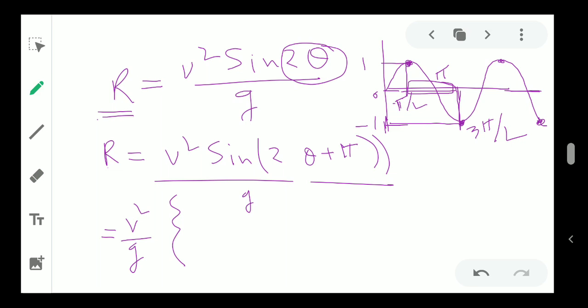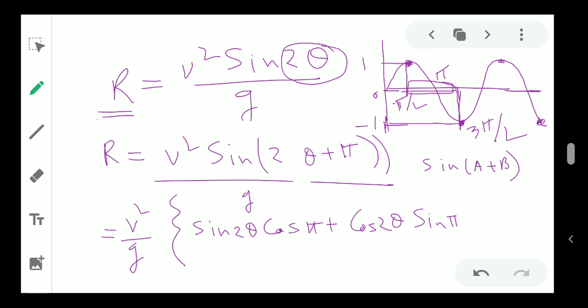Now if I use the formula sin A plus B, I can write sin A cos B plus cos A sin B. Now one thing is clear: sin pi means what? Sin pi is 0, because sin 0 is 0 and sin pi is also 0. So this total term is 0. So this term will not be here, and I can remove this term very easily.